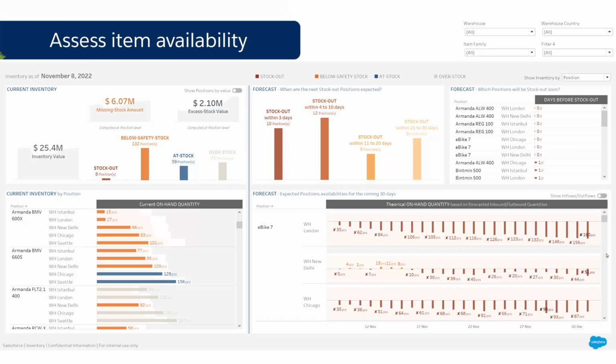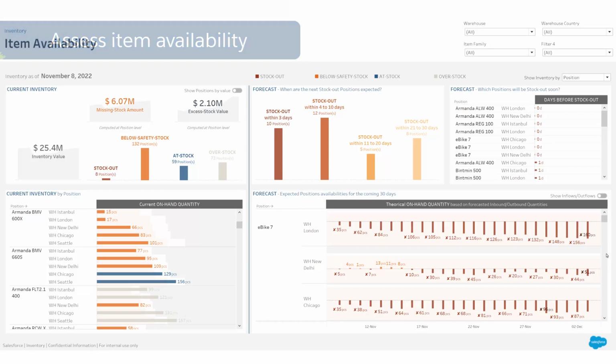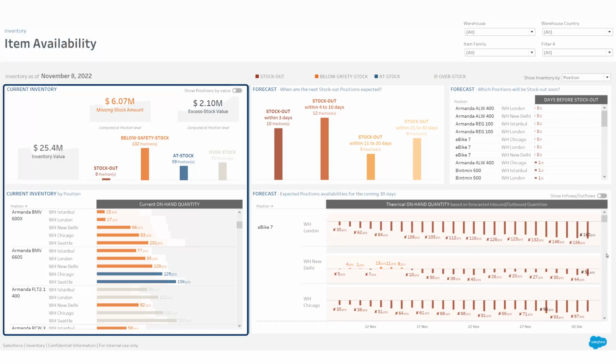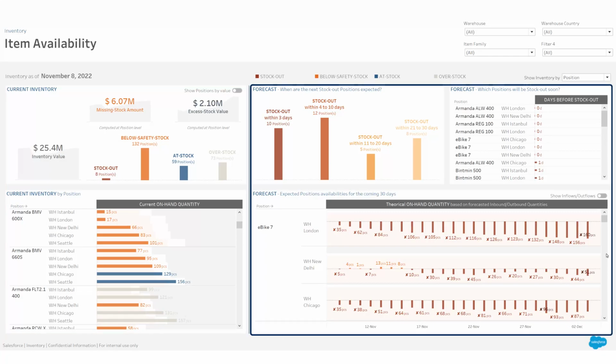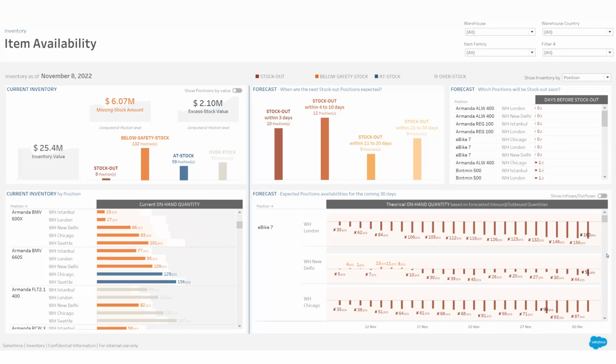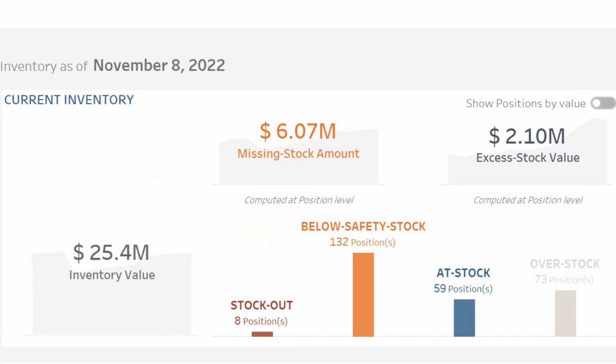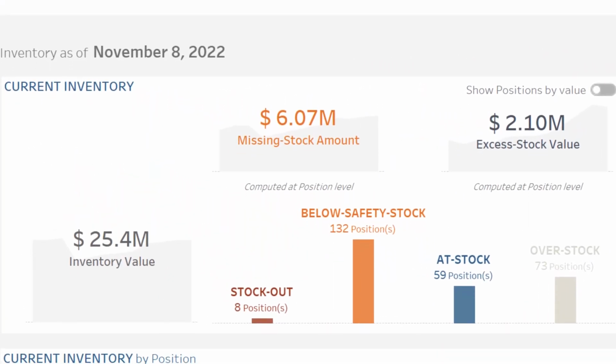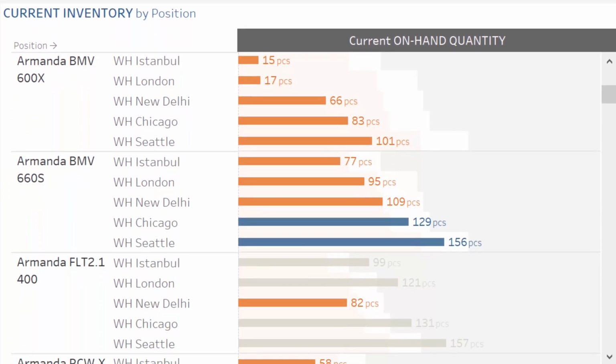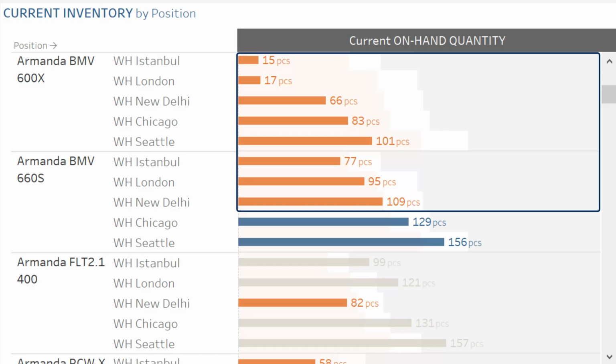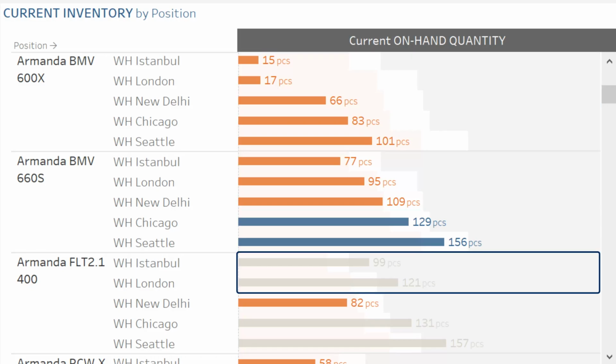Let's now assess the availability of items in our inventory. On the left, what you have in inventory as of today. On the right, what is the forecast for the coming days? First, here is an overall status of your current inventory and the details at position level of detail. The color coding indicates whether the item is below safety stock, at stock, or overstock.